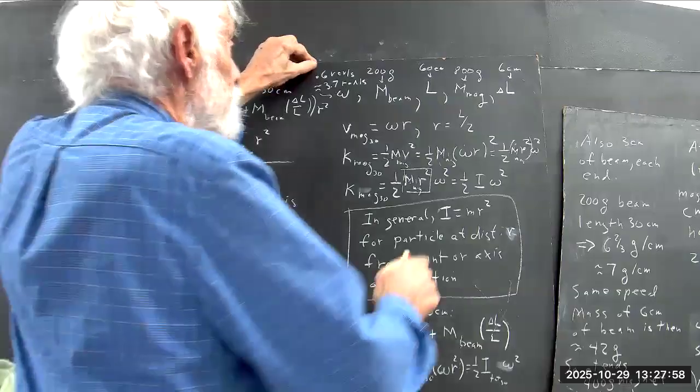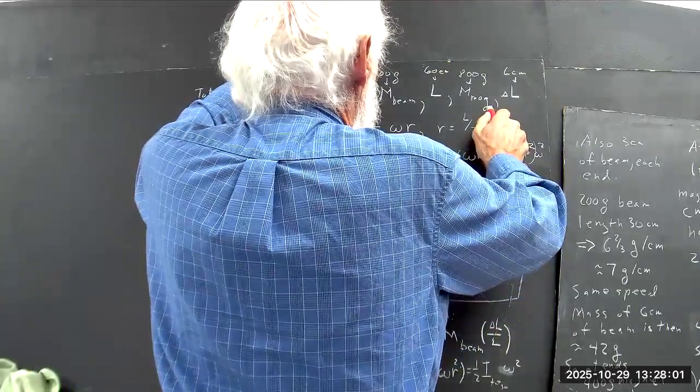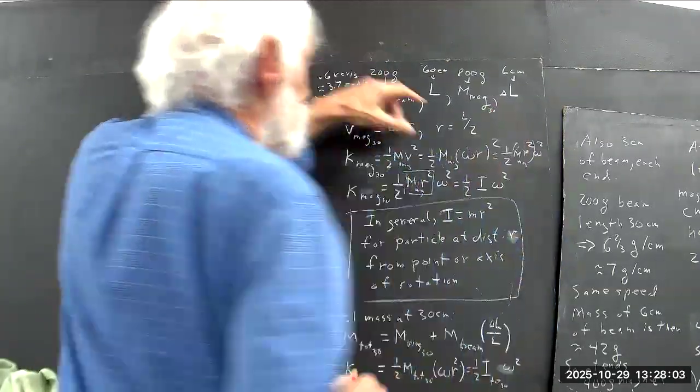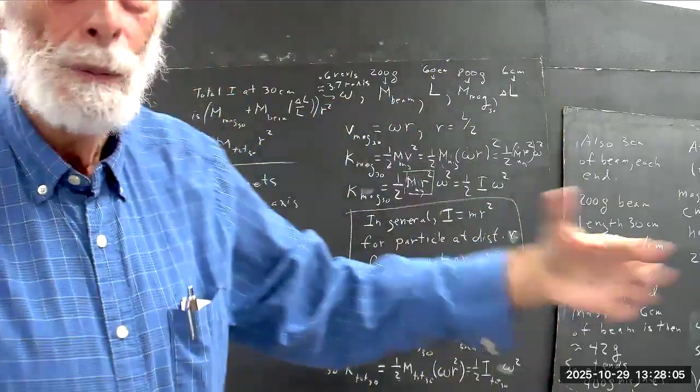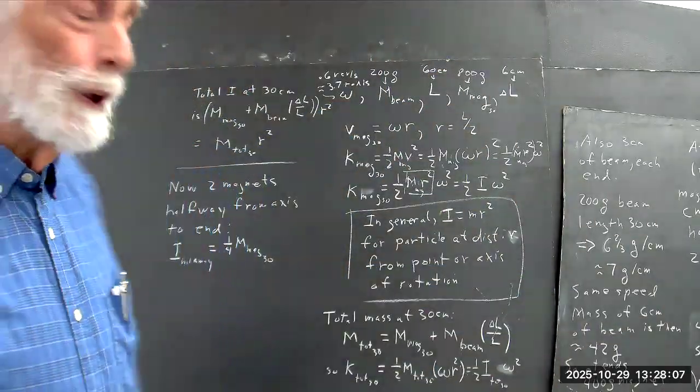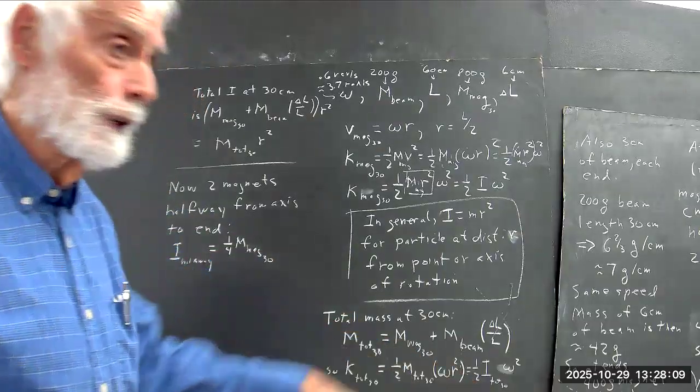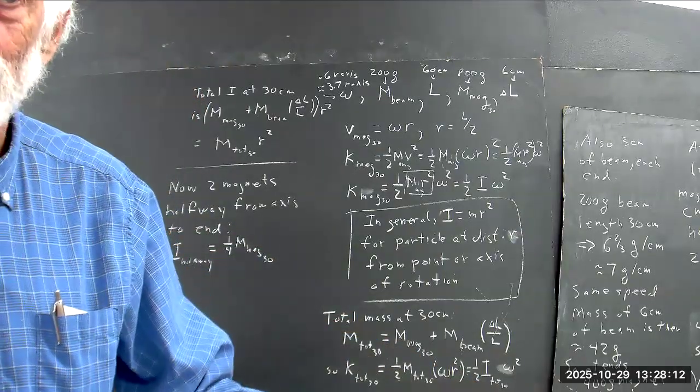And this M meg, I'm going to call that M meg 30, just in reference to magnets that were at 30 centimeters, okay? We're not actually using the 30 except as a subscript. That just indicates the end of the beam, okay?